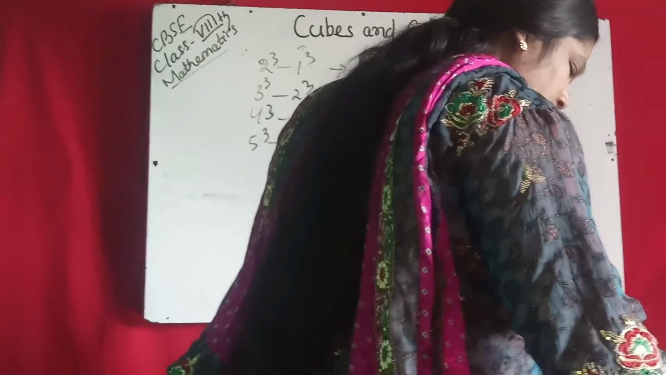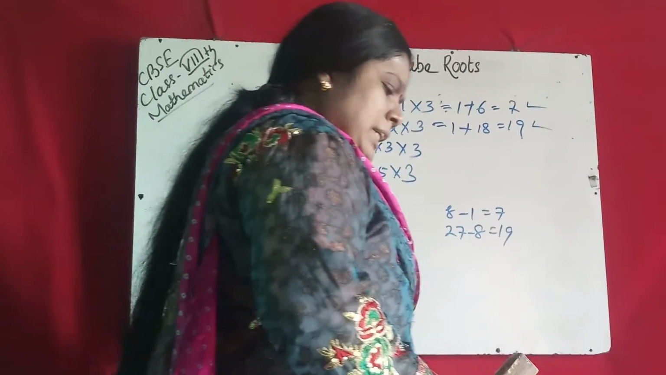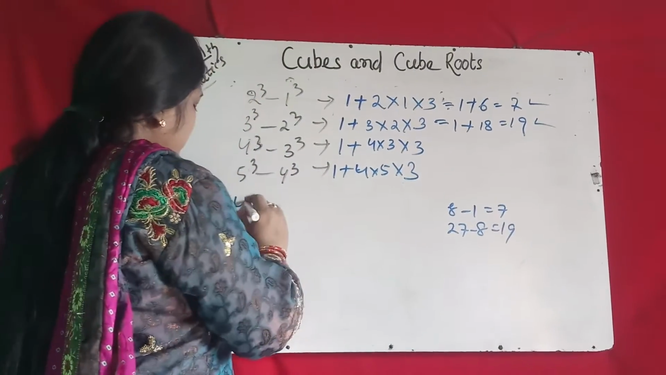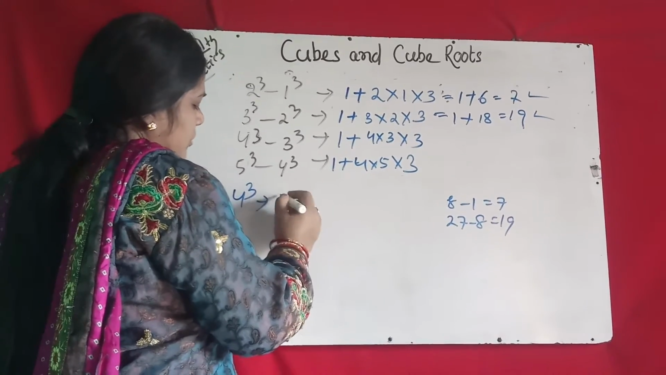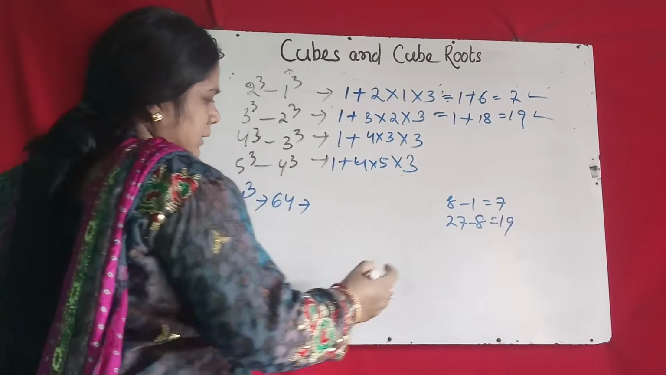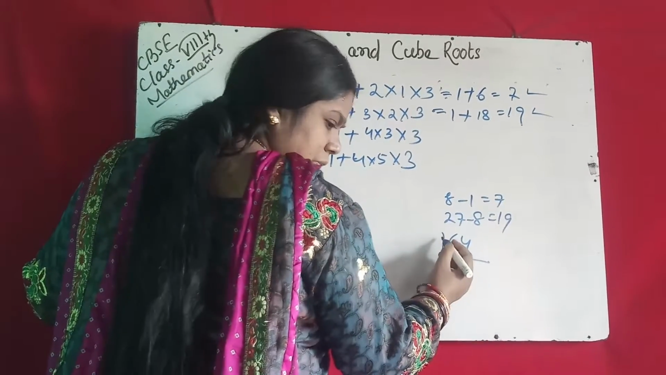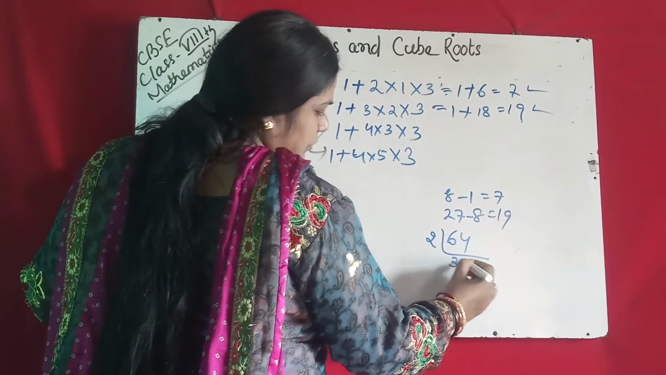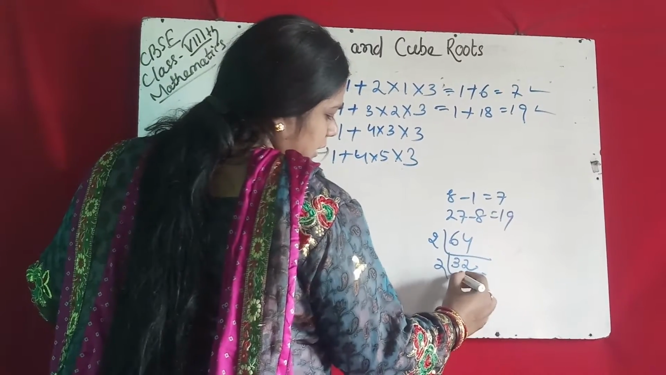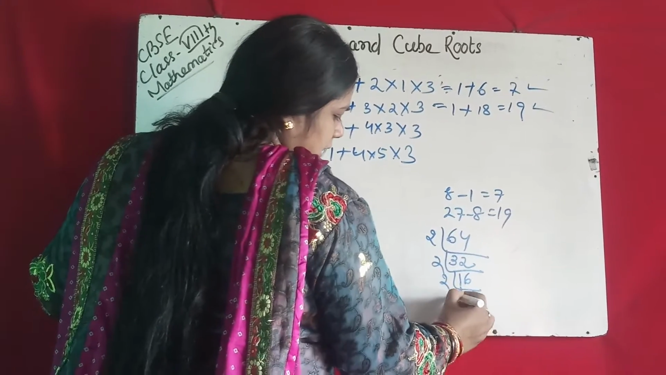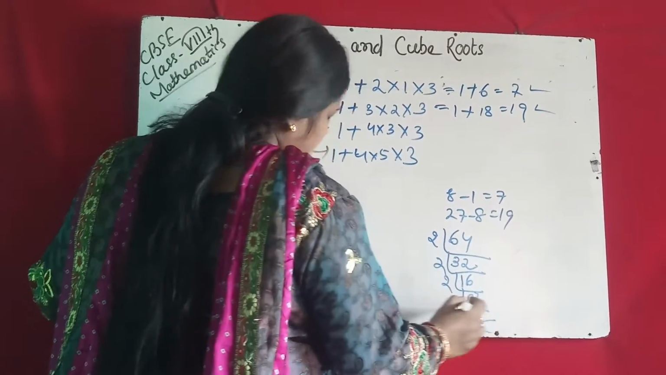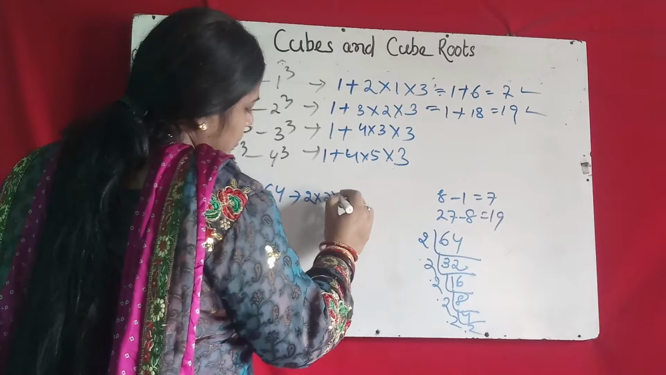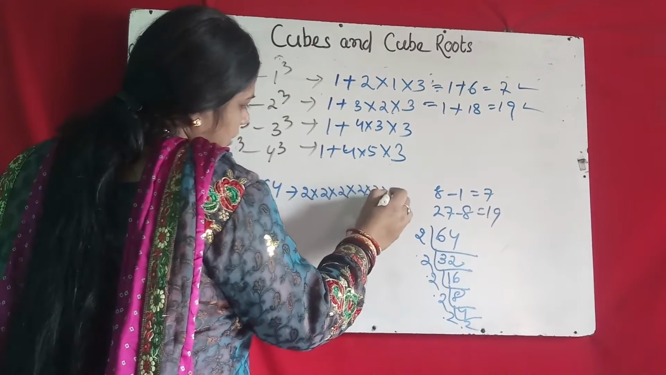So, suppose cubes and their prime factors. Prime factors means, suppose 4 cube. 4 fours are 16, 4 times is 64. So prime factor means you find out by the LCM method. 2 threes are 6, 2 twos are 4, then 2 ones are 2, 2 sixes are 12, then 2 eights are 16, then 2 fours are 8, then 2 twos are 4. So the prime factors are 1 2 3 4 5 6.